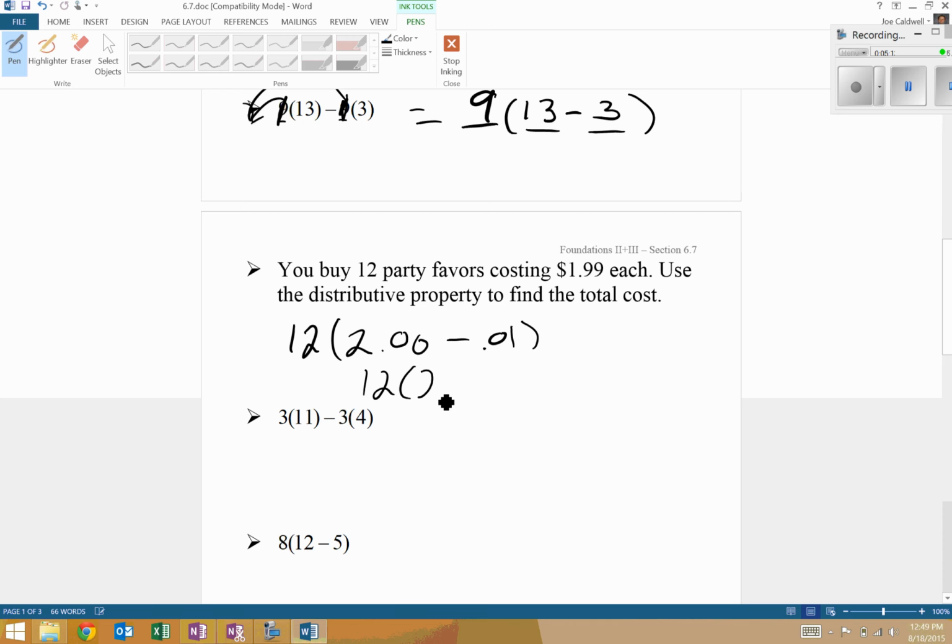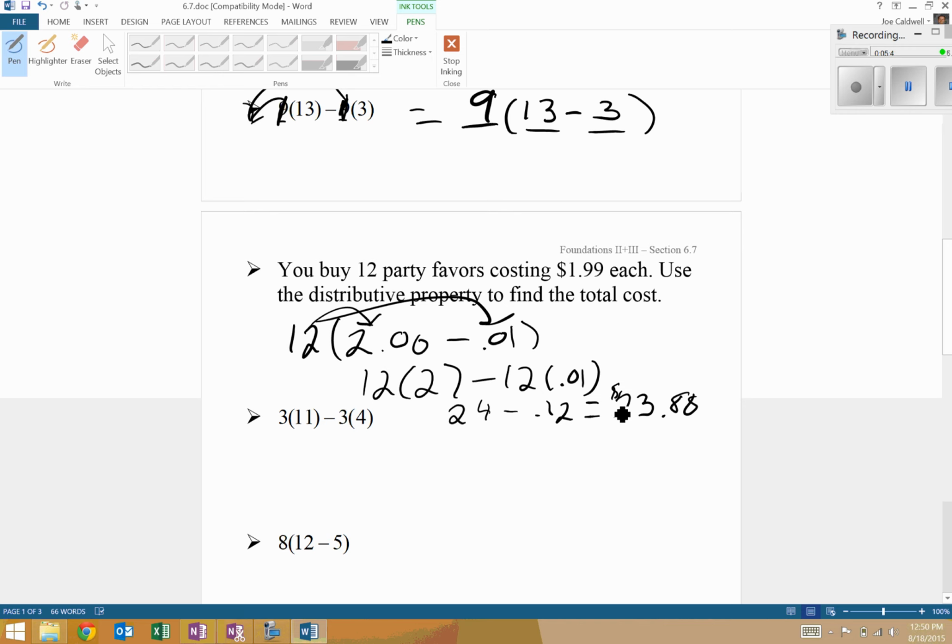Now we have 12 times 2, right? We're distributing in, minus 12 times 1 cent. So 12 times 2 is going to give me 24. 12 times 1 cent is going to give me 12 cents. And so I'm left with $23.88. So that was a little bit easier numbers to work with there.